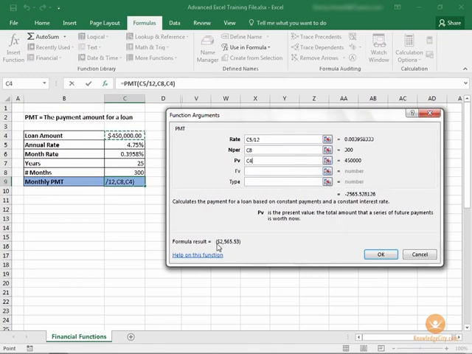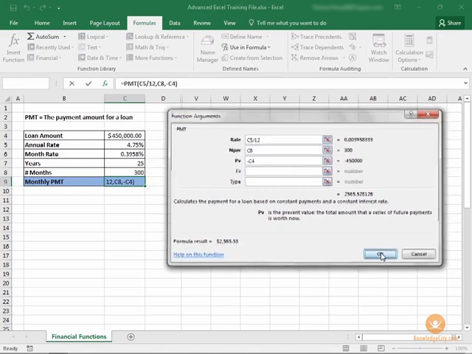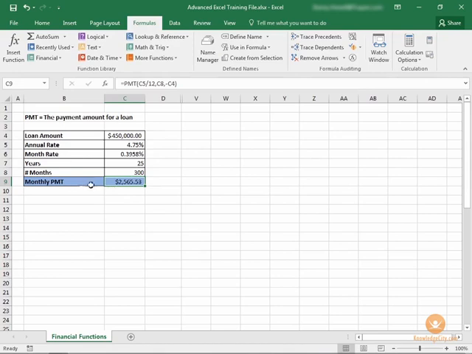Now you'll see in the window, the result is given to us of what this formula will yield if we click OK. And we notice that that's a negative number. Excel does this for accounting purposes. When money is going out, it's designated as a negative number. So if we want our formula result to be positive, all we need to do is change the PV, or the present value, to a negative number within the formula itself, and then the formula result will now be a positive number. Click OK. And our monthly payment appears here in cell C9.